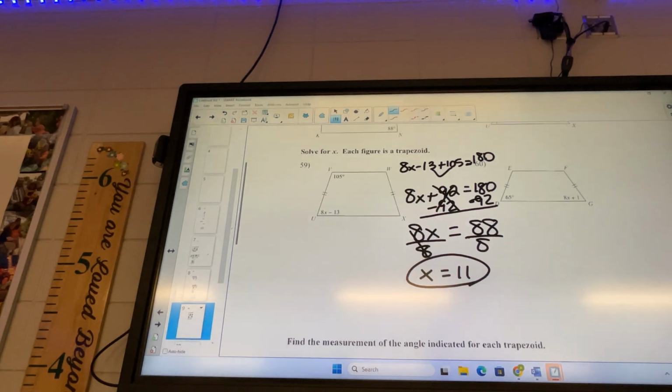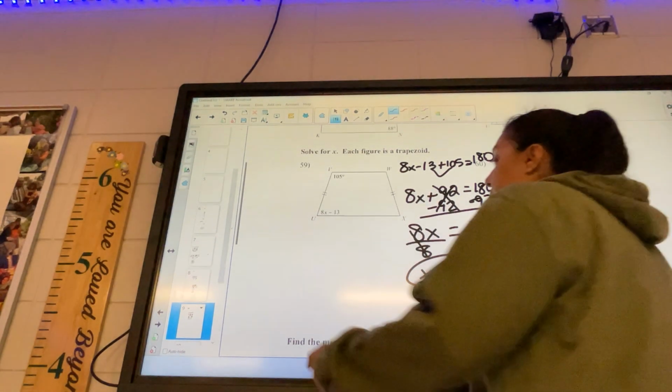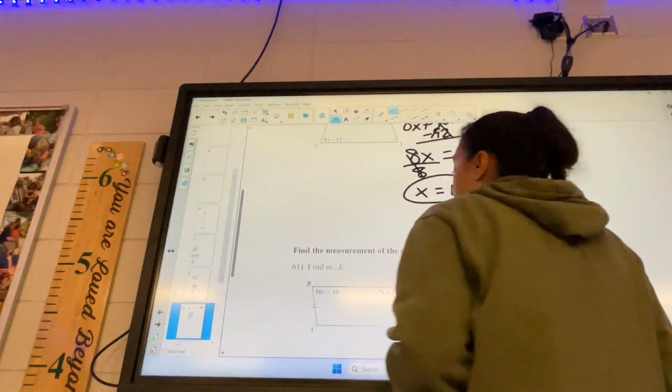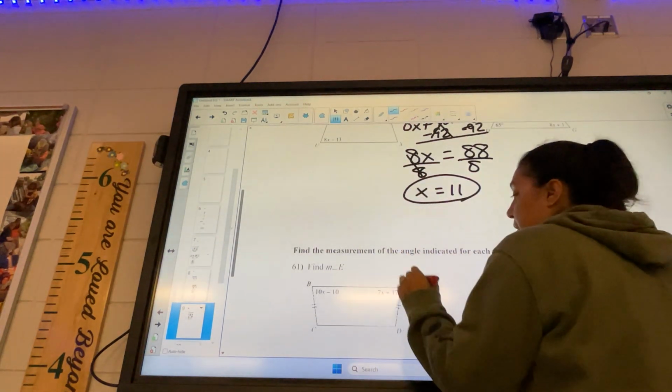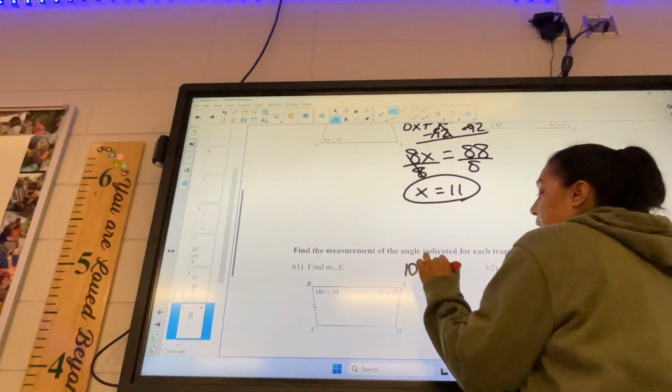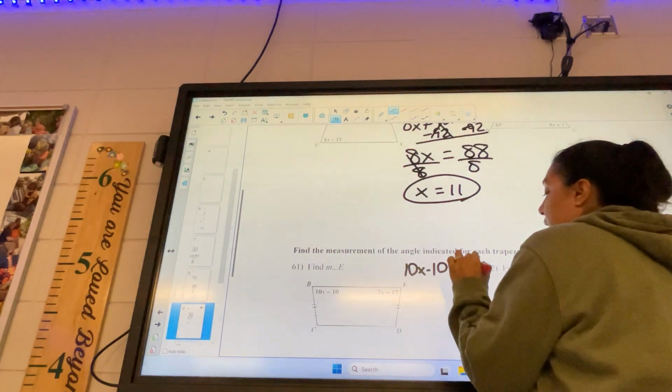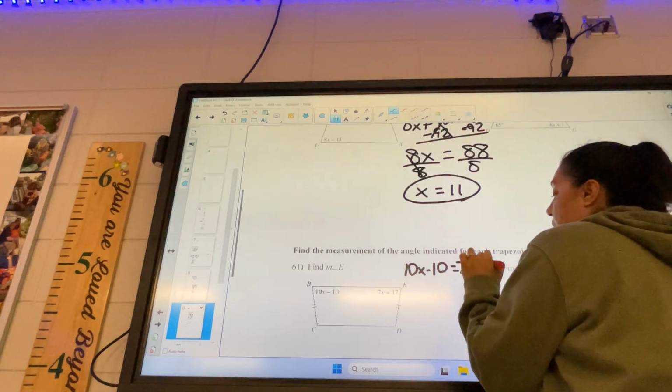Okay, 61. Are those two the same or are they different? They're the same. Same means what? Same means equals in math. So we're going to say 10x minus 10 equals 7x plus 17.